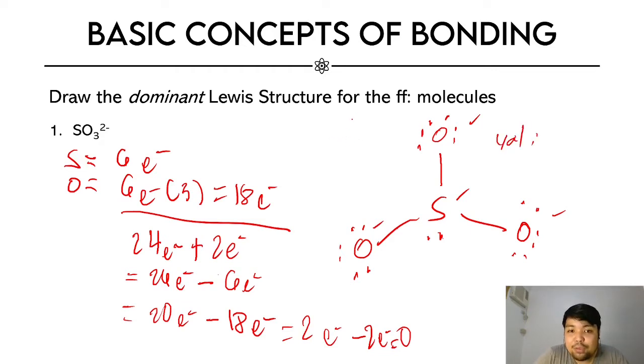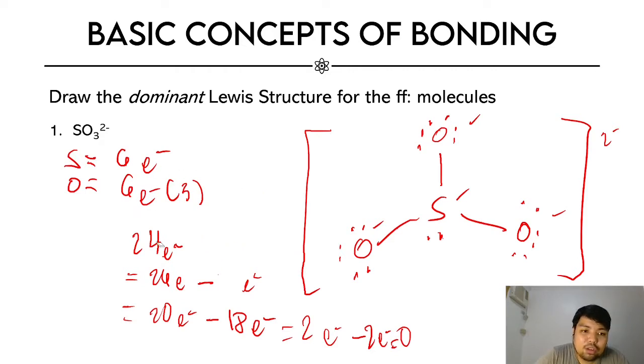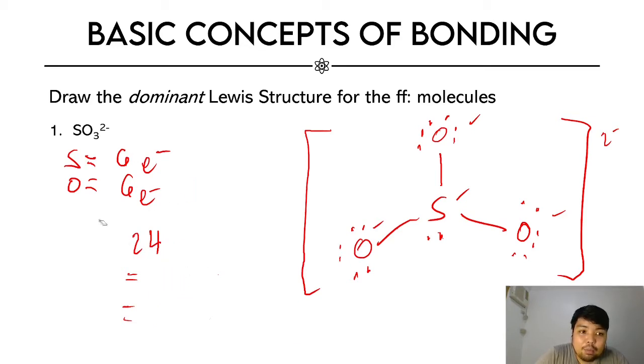Oops, before I forget, we also need to place pala the overall charge, which is -2. Okay, place it in brackets. Then the overall charge is on the upper right hand corner of the Lewis structure, outside of the brackets. So another way to check this is again by checking the formal charges of each of the atoms.